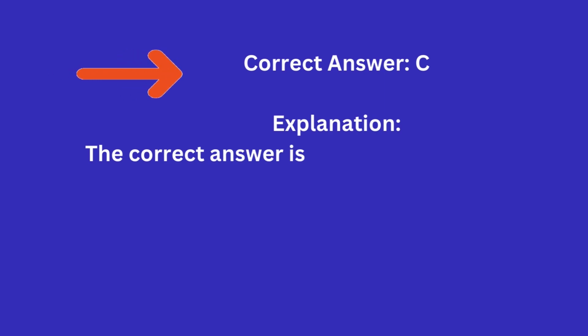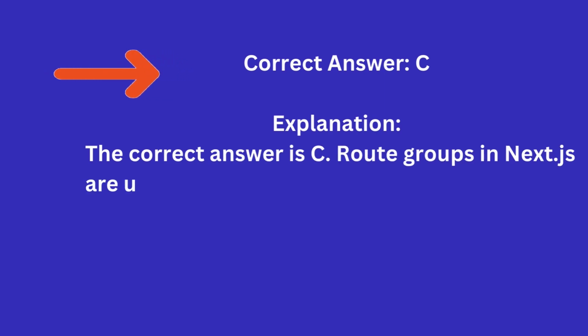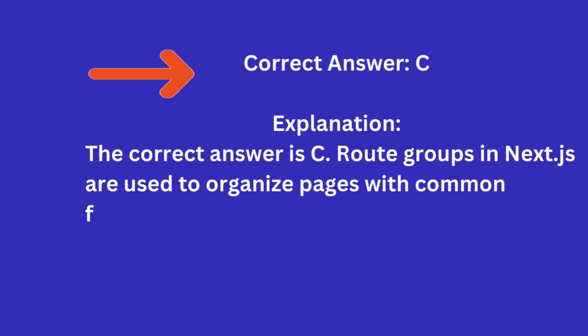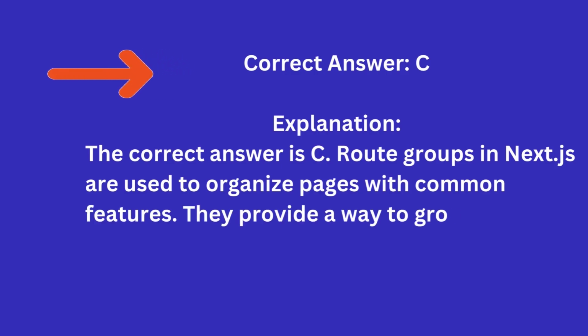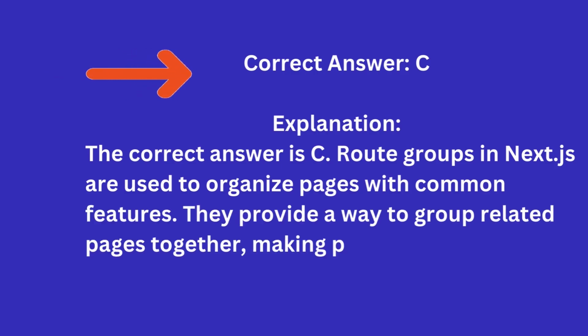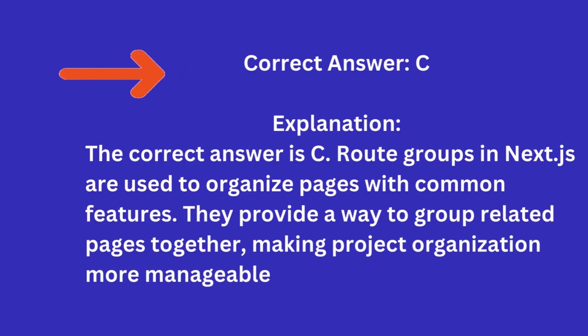Correct answer. C. Explanation. The correct answer is C. Route groups in Next.js are used to organize pages with common features. They provide a way to group related pages together, making project organization more manageable.